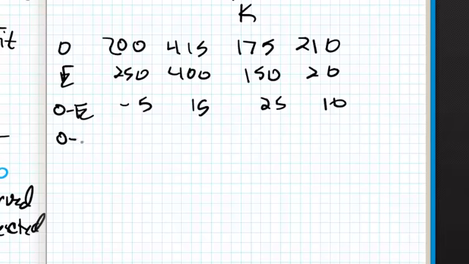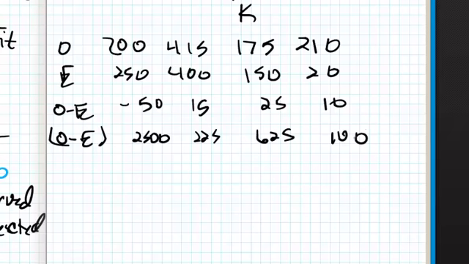And then I might as well do observed minus expected squared. That's negative 50, right? So I've got 2,500. Let's see, 225, 625, 100, right? That's my squared, by the way. And then I'm going to do my observed minus expected squared divided by expected. So 2,500 divided by 250 is 10.